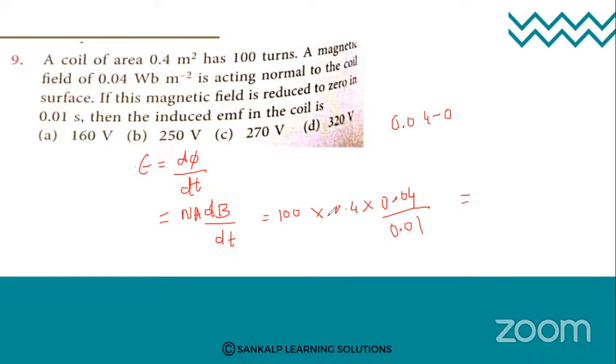Yes, if you simplify here, students, those who can simplify decimals, well and good. Those who can't, convert the decimals to fractions, as I always say in class. So this is 100. 0.4 you can write as 4 divided by 10, into 0.04 which can be written as 4 divided by 100, divided by 0.01 which is 1 divided by 100. This is 4. This 0 will get cancelled. So 4 into 4 into 10. 4 4s are 16. 16 into 10 will be 160. Right? 160 volt. Option A is the right answer.